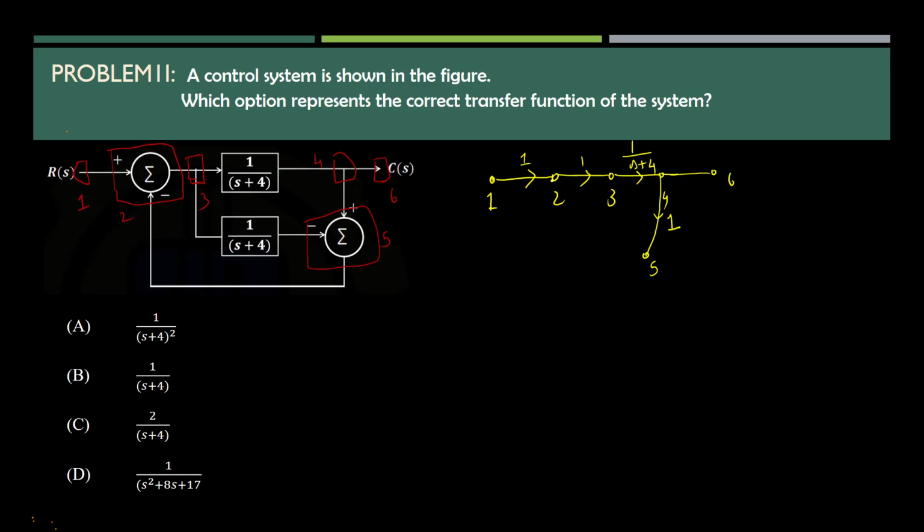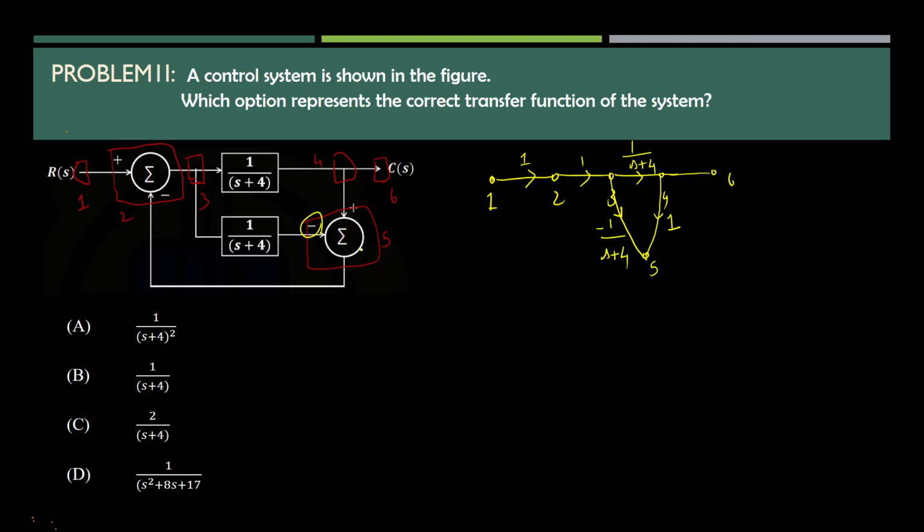And from third to fifth, another signal flow is there. Another signal is given as input, and that gain is 1 by s plus 4. Since this is a negative operator, we can represent this gain as minus 1 by s plus 4. And then from the fifth node to the second node.